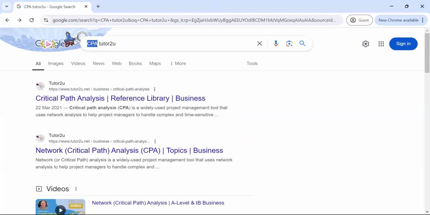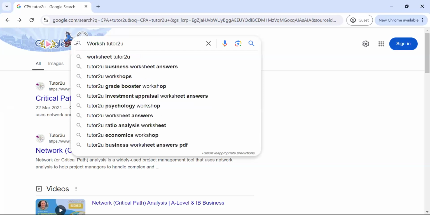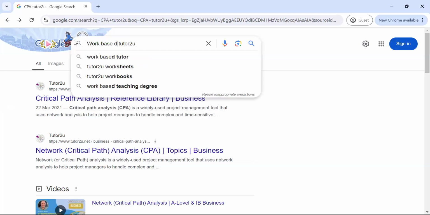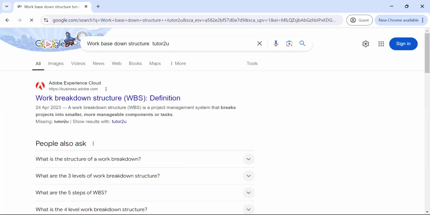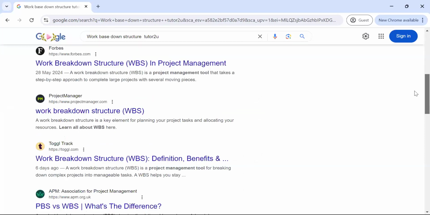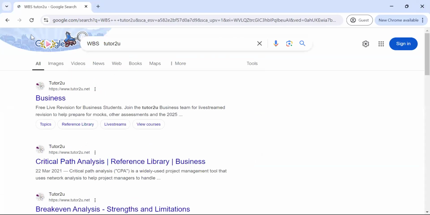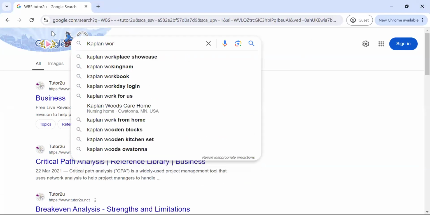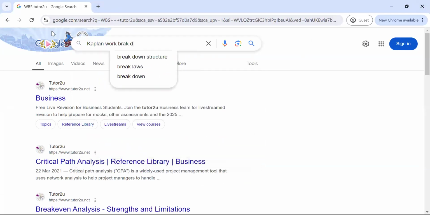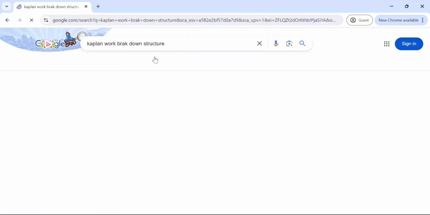Then we have the work breakdown structure, which we can call WBS. Yeah, WBS, work breakdown structure, that can be used in business alongside critical path analysis. Last lesson I mentioned Kaplan, where you want to look around for the structure.